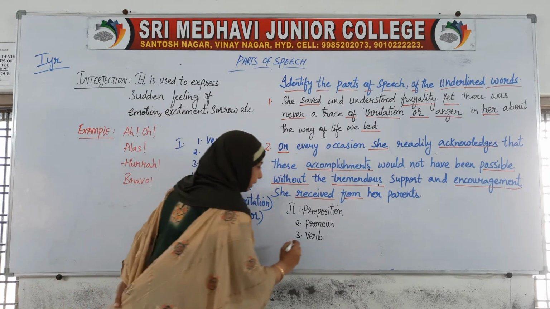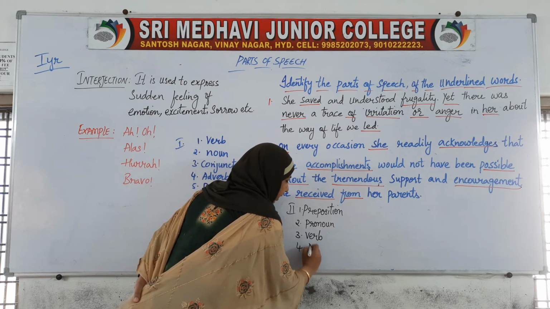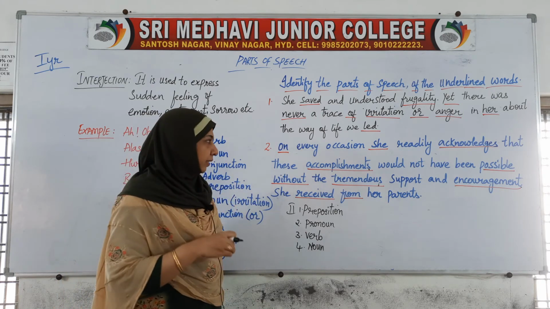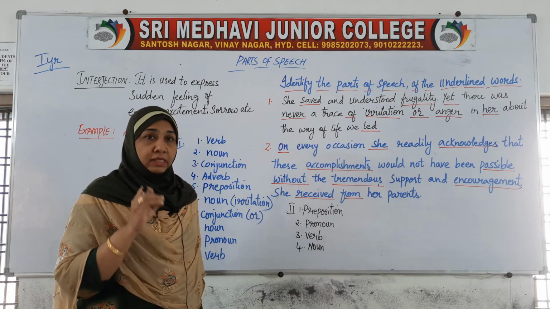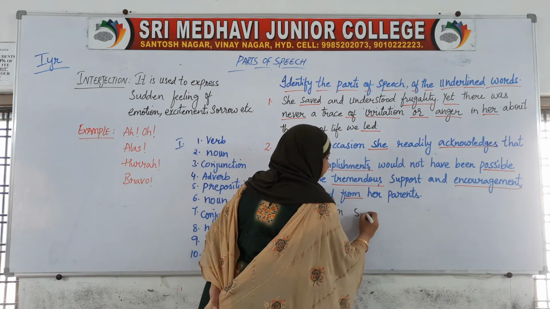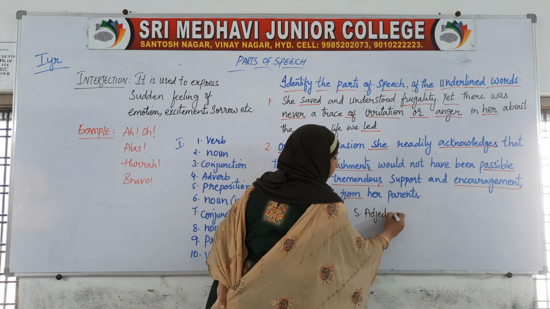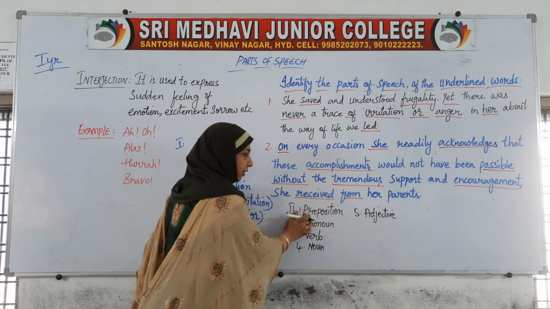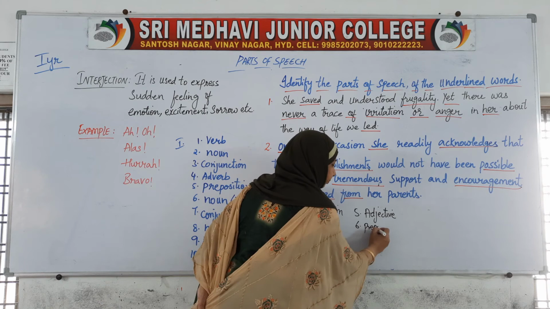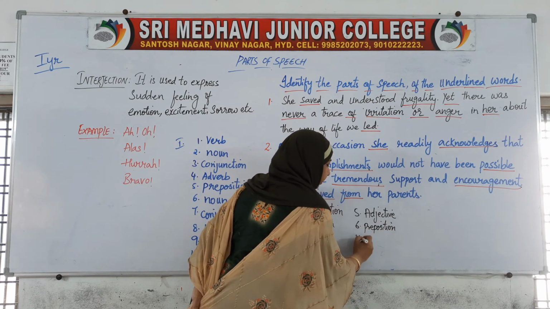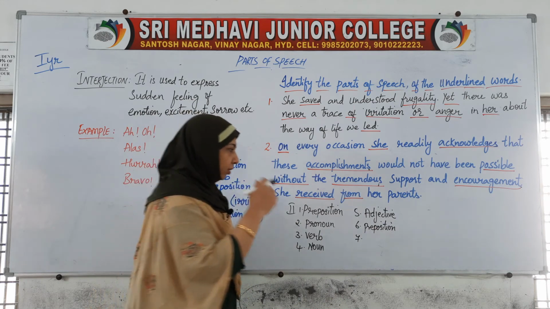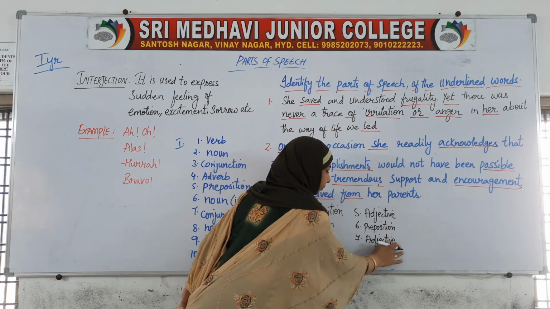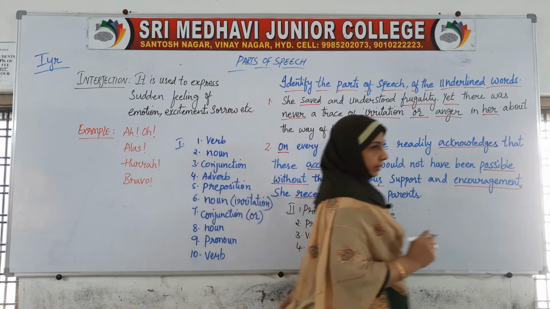Now, these accomplishments: for accomplishments we'll write noun, because it is the name of something she has achieved. Would not have been possible. This is a quality, so here we'll go for adjective, the quality of a noun, qualifying that. Without the tremendous: without is once again a preposition. Next is tremendous. Tremendous is once again an adjective. It shows the quality.